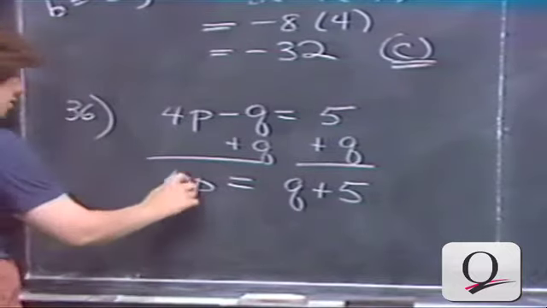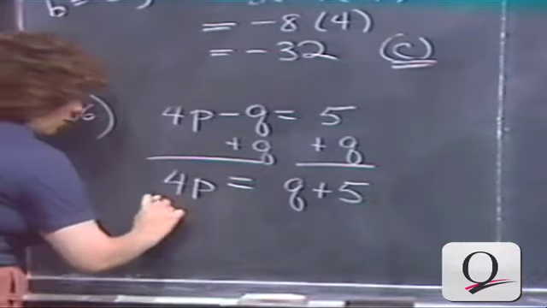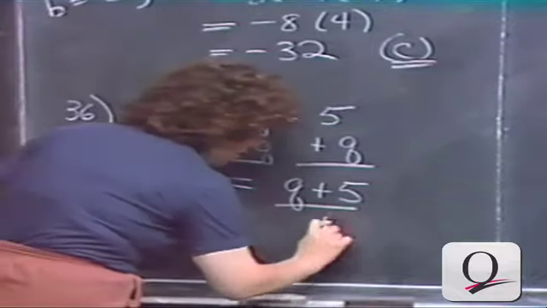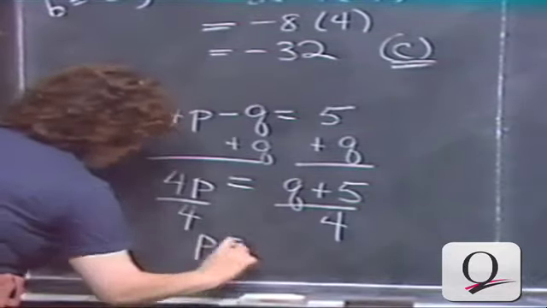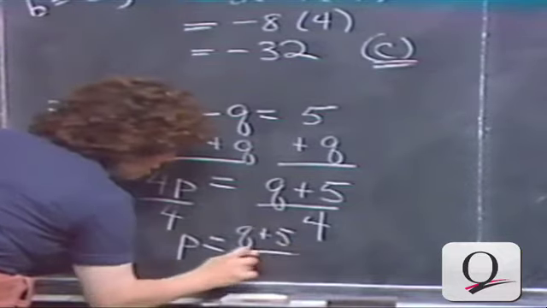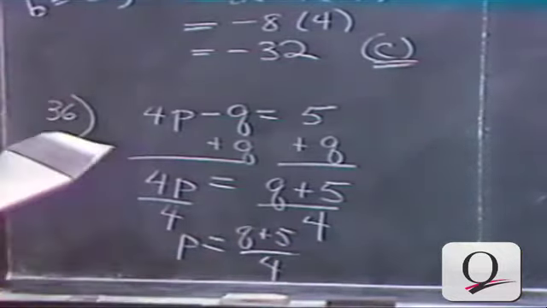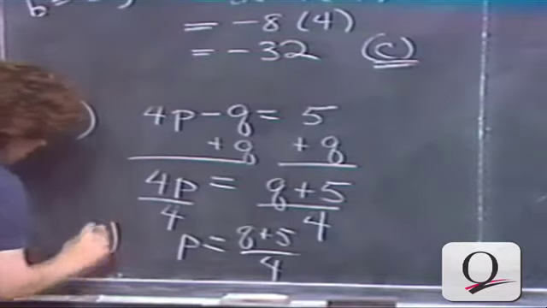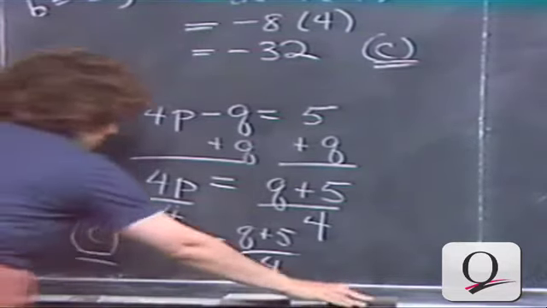And then if I want to get p alone, 4 times p is here, so I divide both sides by 4. And p comes out, the 4's cancel. P is equal to q plus 5 over 4. And that is choice C on the test.